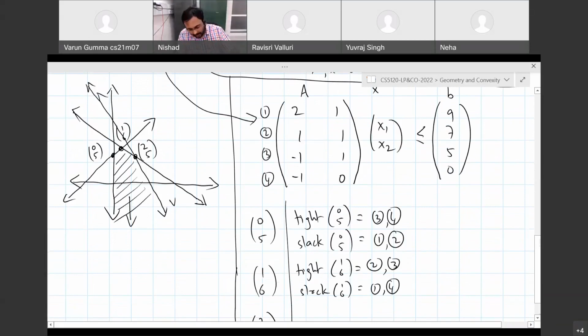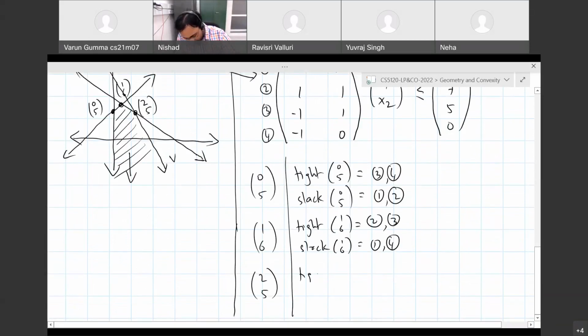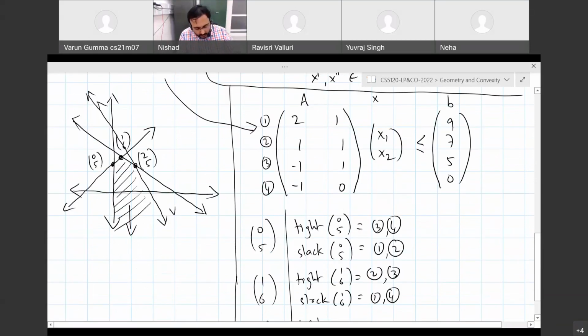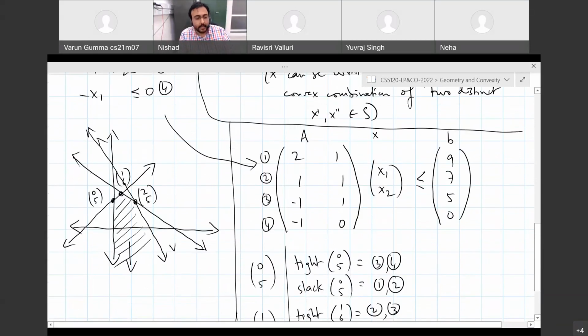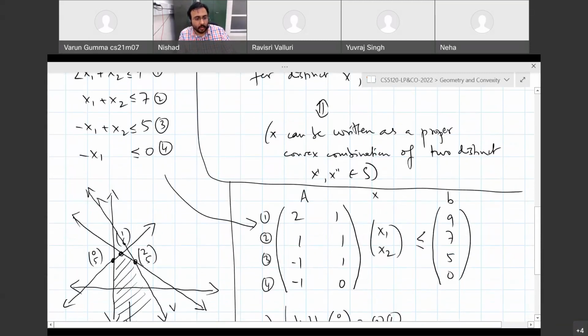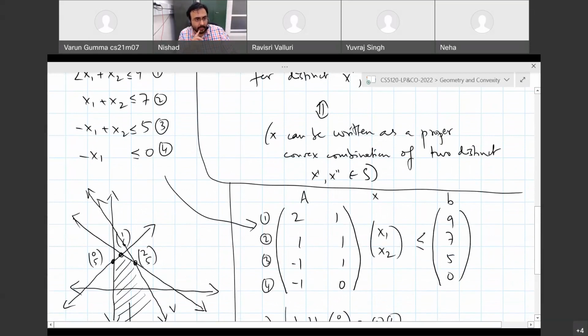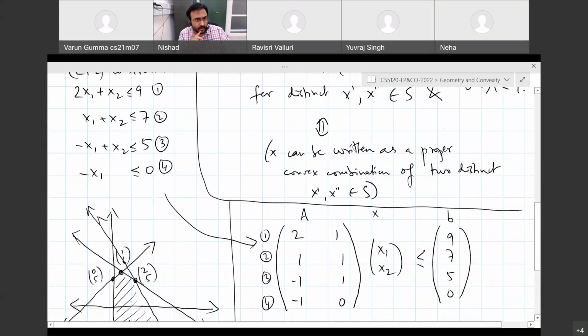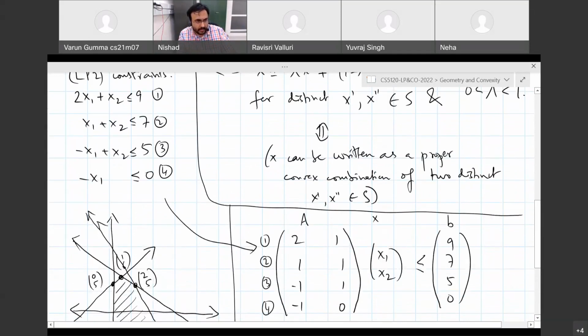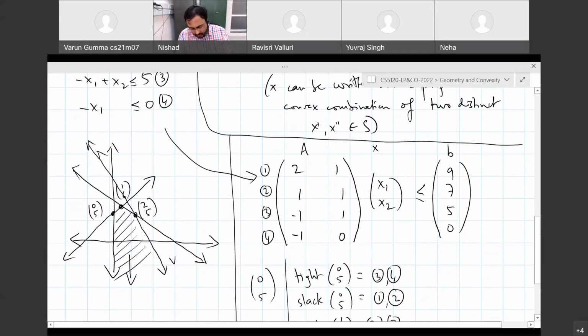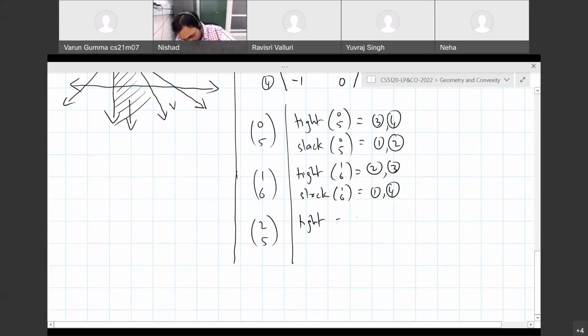Okay. And look at the last one. A geometric way of looking at it is to see which of the two lines are meeting there. So that would be another way to figure out which constraints are tight. So it's the second line, x1 plus x2 equals 7. And it is also the first line, 2x1 plus x2 equals 9. So the first and the second are the tight constraints, and the other two are slack. Tight of (2, 5) is 1 and 2, and the other two are slack constraints.